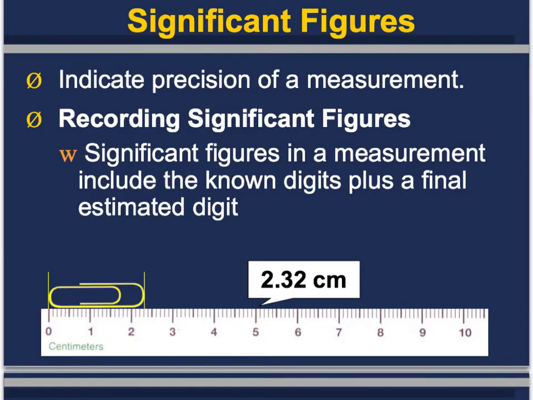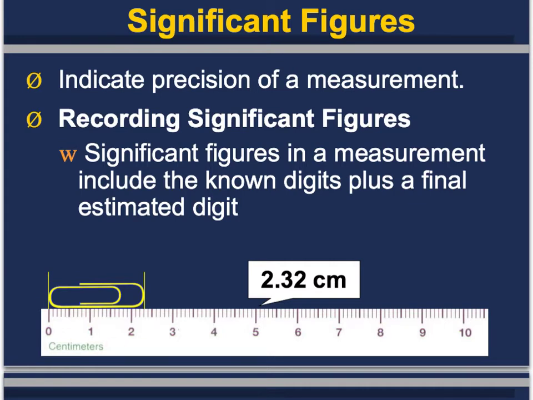Significant figures, again, indicate the precision of a measurement. And when we record significant figures, it's important that we include all known digits plus a final estimated digit. And you should see this paperclip. We did the paperclip lab in class.